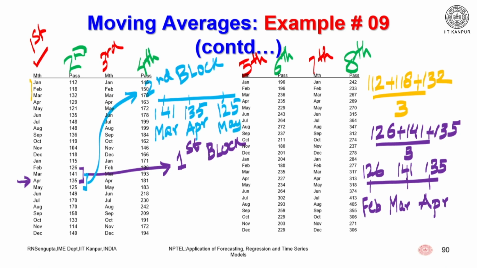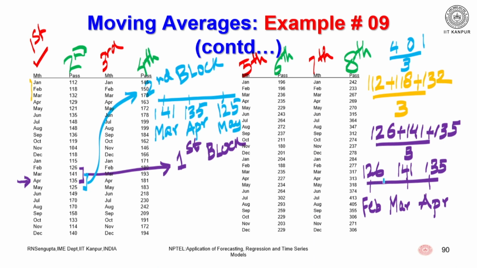So, this one is 126, I will mark it with the violet color. 126 plus 141 plus 135 by 3 would be 3MA1. That is the first block. And the average of 141, 135 and 125 would be 3MA2. So, this value comes out to be, I will write it here in blue, 401 by 3.